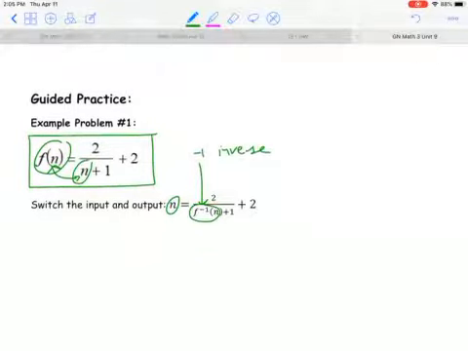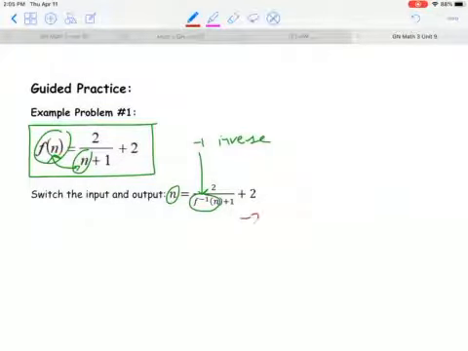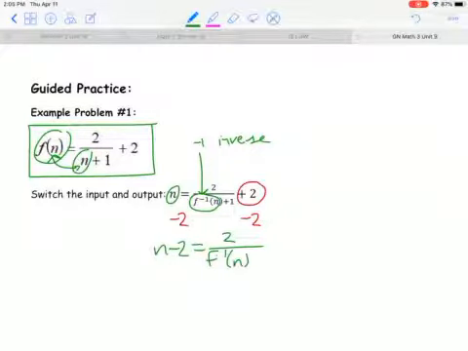So now it's just trying to get that alone. The first thing I would do here is minus the 2 to both sides, because if you follow PEMDAS backwards, that +2, add and subtract. So we get, let's do this all in one color, n minus 2 equals 2 over f-1 of n plus 1.